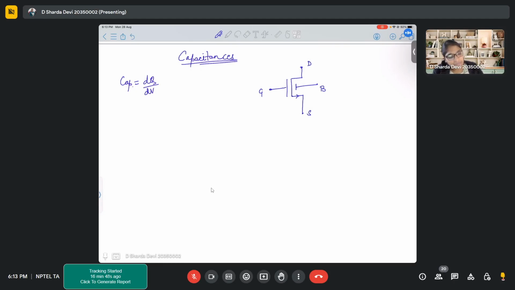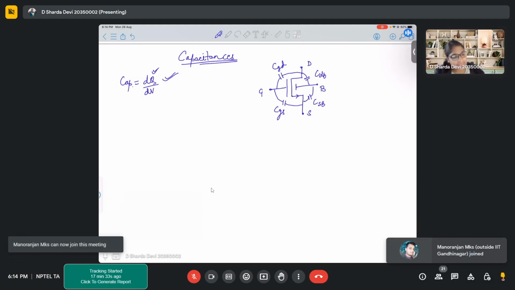Now, there are four terminals in a MOSFET, right? So these four terminals will contribute to different capacitances. We commonly call them CGD, CGB, CDB, CSB and CGS. First of all, for a capacitance to exist, there needs to be a change in charge. If there is no change in charge per unit voltage, then there won't be any capacitance.